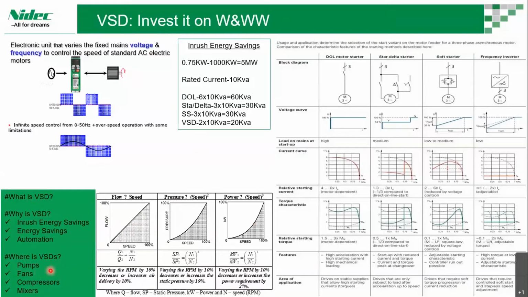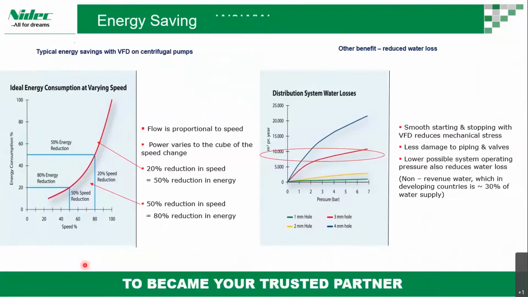Coming to where we can use VSDs, as we mentioned in all the slides: pumps, fans, compressors, mixers and centrifuges. Wherever we find rotating equipment and the demand always varies, VSD is the right option for using it. A little more detail about energy saving by putting a VSD here. When we see here, this is a system curve of the pump. This is a fan pump curve.